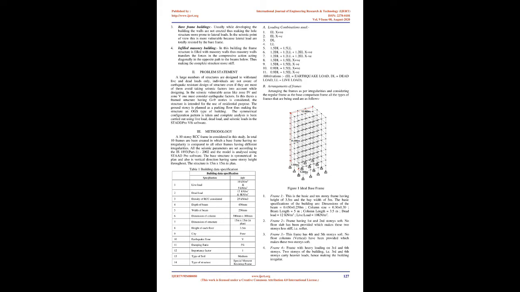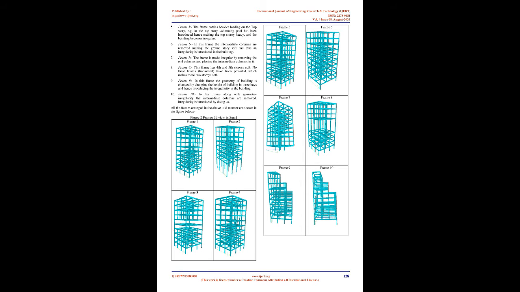Vertical irregularities are of 6 types. A. Stiffness irregularity, soft story: a story having lateral stiffness less than 70% of the story above or less than 80% of the average of the above 3 stories. B. Stiffness irregularity, extreme soft story: a story having lateral stiffness less than 60% of the story above or less than 70% of the average of the above 3 stories.